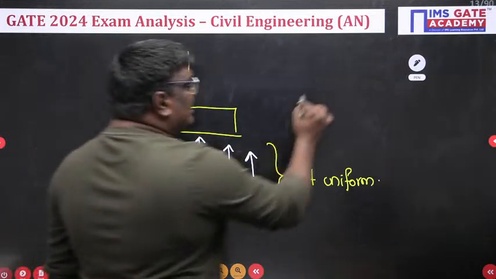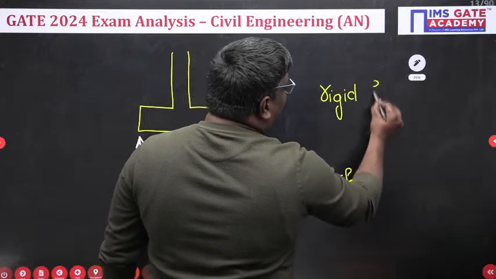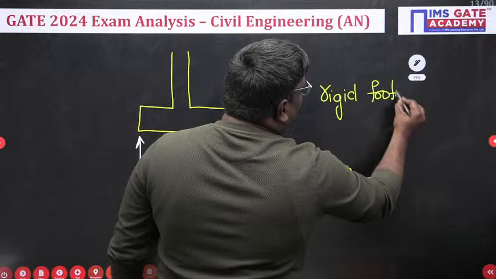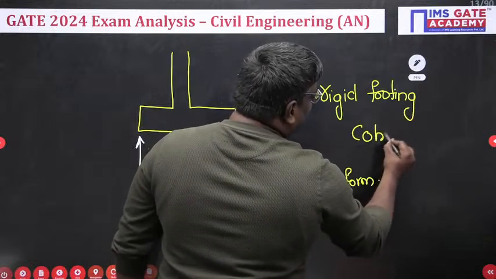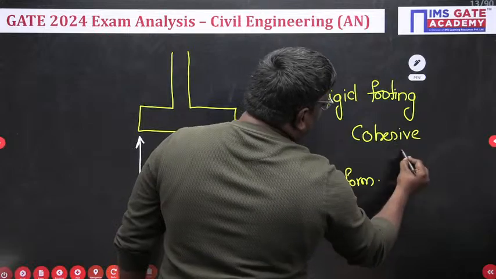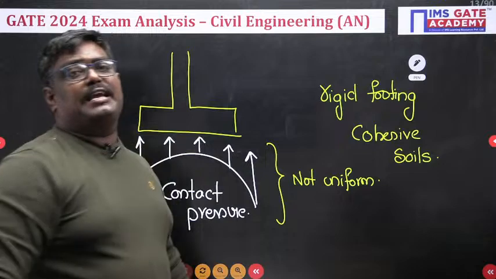So this indicates that it is a rigid footing, because they have asked you which type of footing, and it is a rigid footing, and you can say it is a cohesive soil. So you can say rigid footing. Cohesive soil means nothing but clays, and if you talk about the cohesionless soils, it can be gravel and sand.